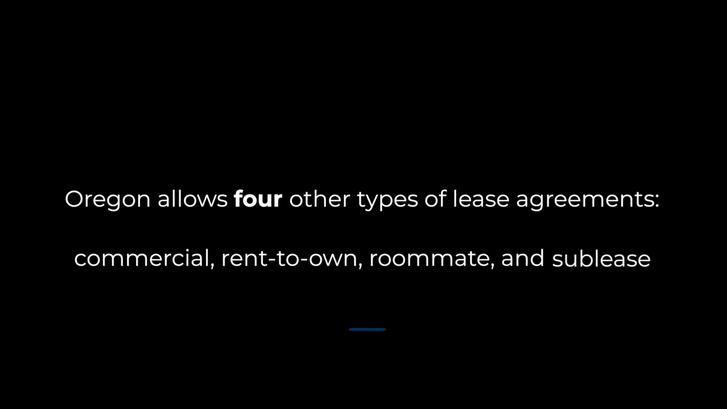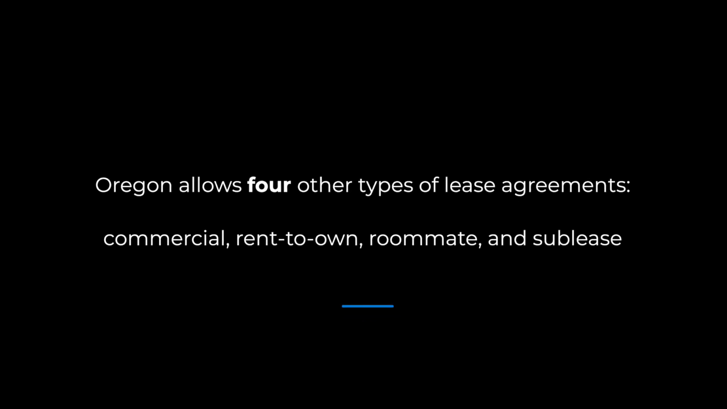Oregon allows 4 other types of lease agreements: commercial, rent-to-own, roommate, and sublease. Check the link in the description below for more information if one of these is a better fit for your situation.